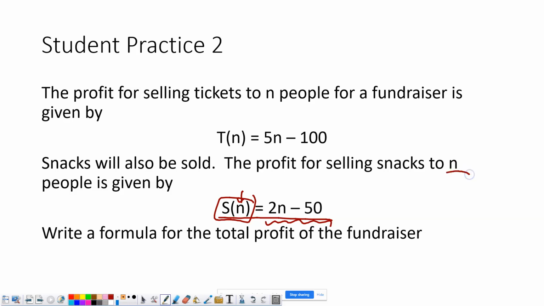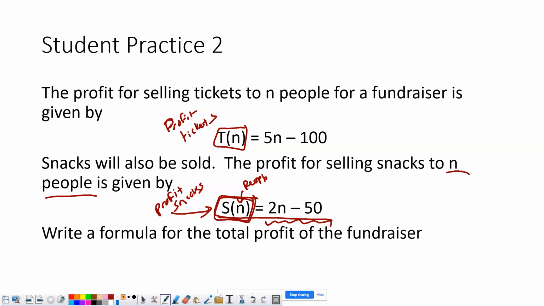Well, N still represents people, but S, the output, S of N, represents the amount of money you get from snacks. So we actually have two profits now. We have profit from snacks, so we're making money by selling snacks, but we're also making money by selling tickets. So we have two ways that we're making money now. All right? So let's say you sold 20 snacks, right? You would plug in 20 for n, 2 times 20 minus 50, and that'll tell you how much money you have so far.